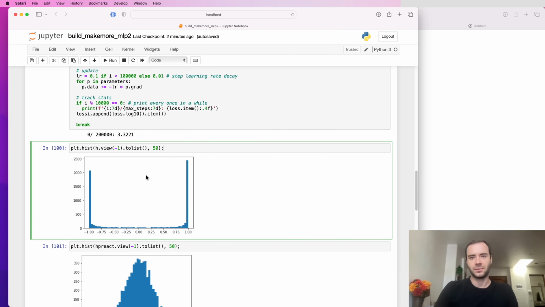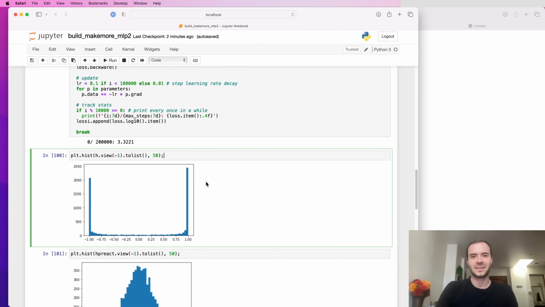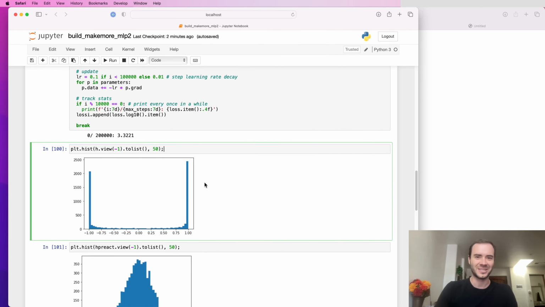Now, if you are new to neural networks, you might not actually see this as an issue. But if you're well versed in the dark arts of backpropagation and have an intuitive sense of how these gradients flow through a neural net, you are looking at your distribution of tanh activations here and you are sweating. So let me show you why.